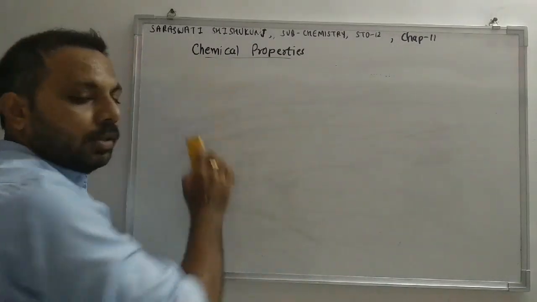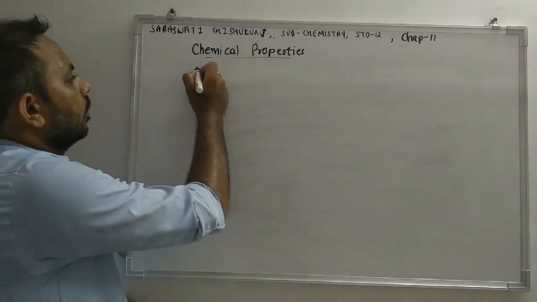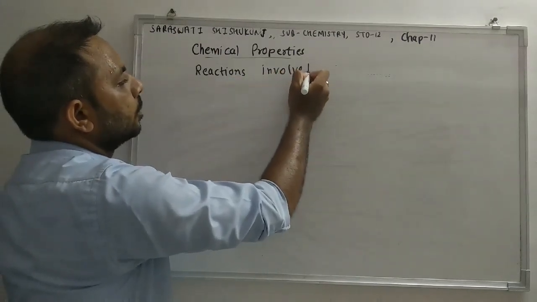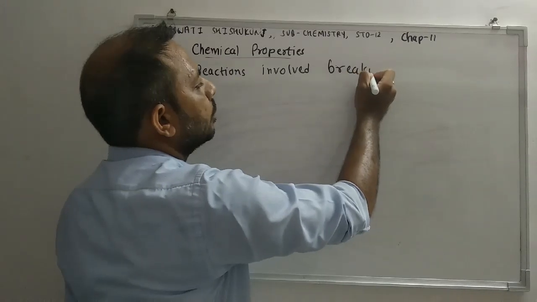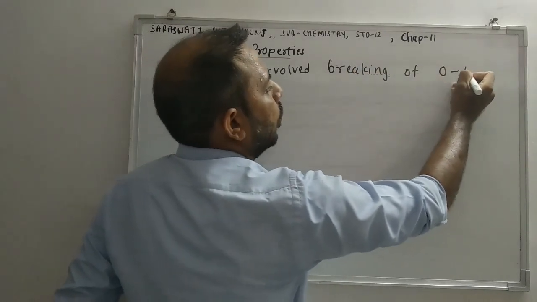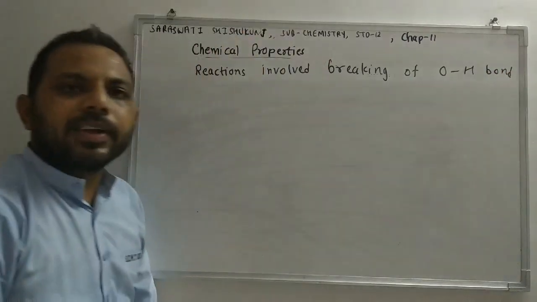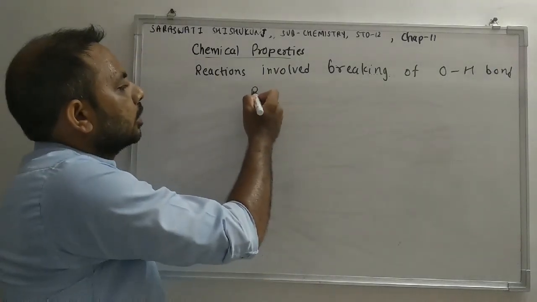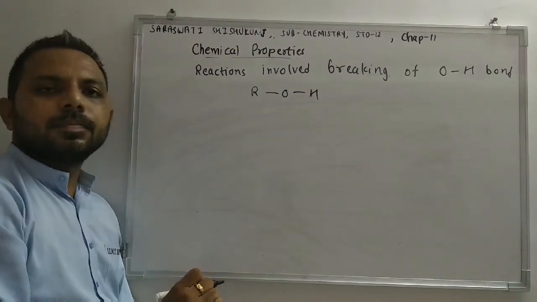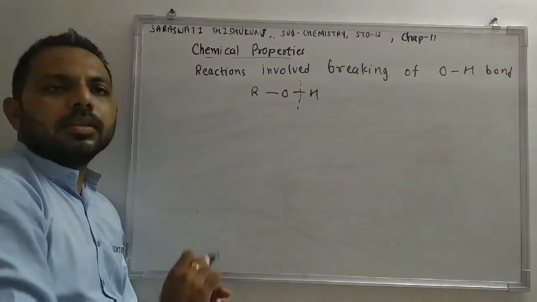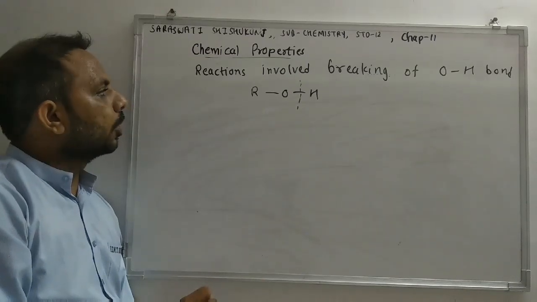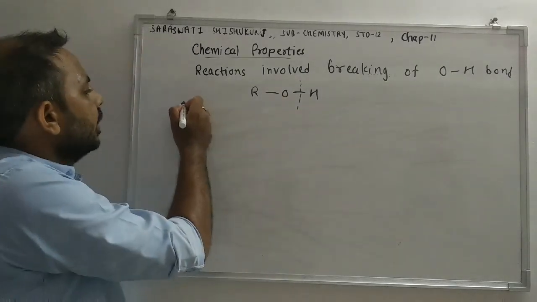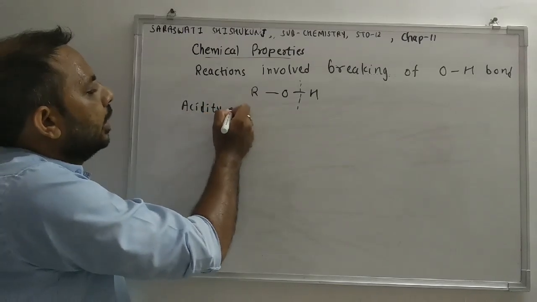So first, reactions involving breaking of the OH bond. Today we are going to discuss the reactions in which the OH bond is broken. Like this, this is alcohol. This bond is going to be broken in the chemical reactions that we are going to discuss today. The first chemical reaction based on breaking of the OH bond is acidity. So the topic is acidity of alcohol.